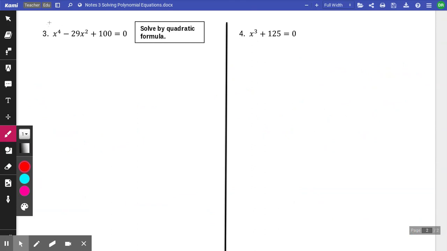So when you look at number 3, you see that it starts with a 1x to the 4th. And so things that we know, first off, the degree is 4. Let's keep this in mind over and over. So we need 4 solutions.